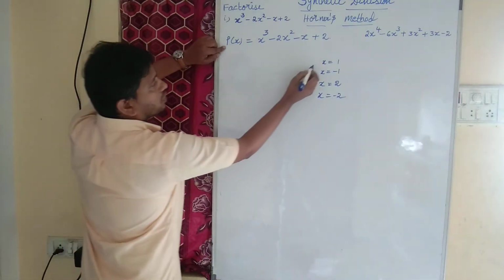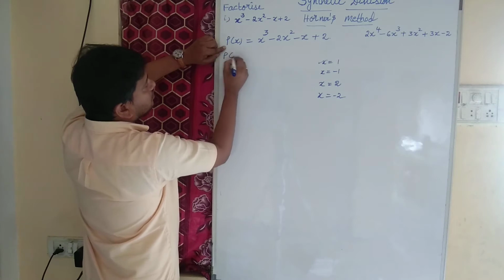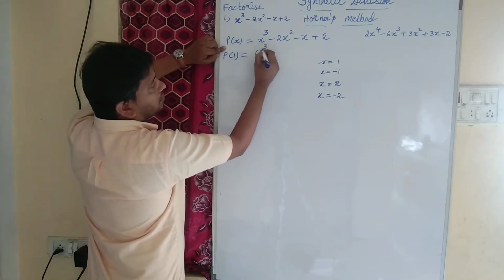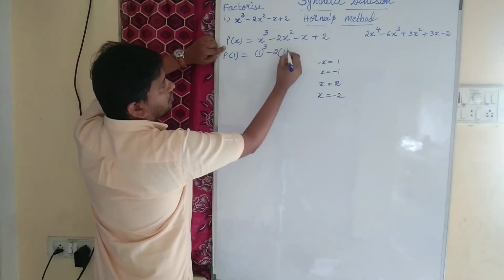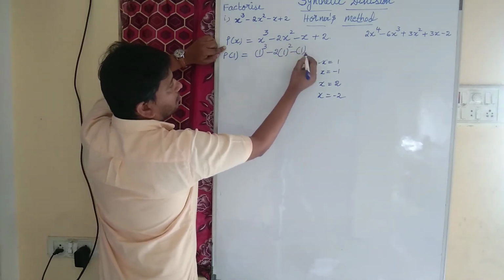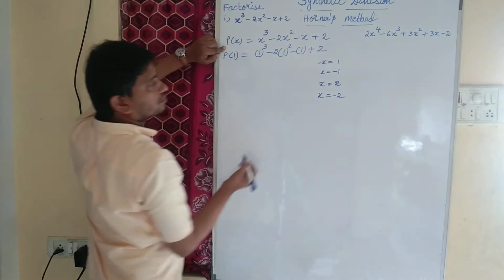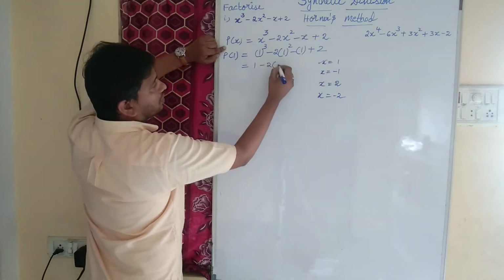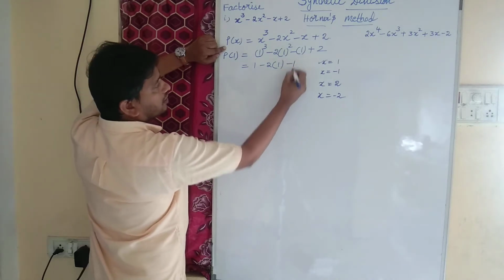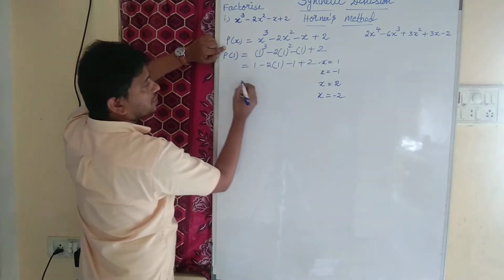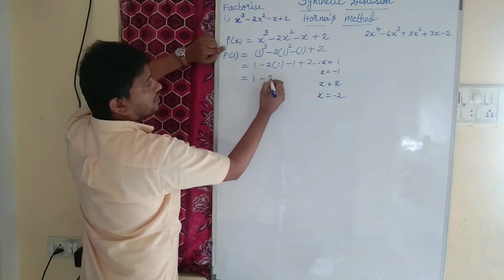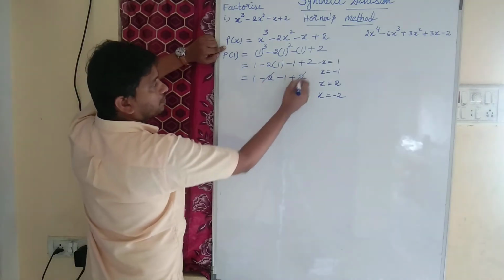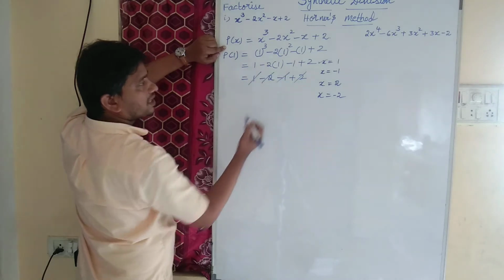Let me substitute first when x is equal to 1. 1 cube minus 2 into 1 square minus 1 plus 2. 1 cube in the sense 1, minus 2 into 1 square in the sense 1, minus 1 plus 2. 1 minus 2 is minus 1, minus 1 plus 2. Minus 2 plus 2 gets cancelled. 1 minus 1 gets cancelled.